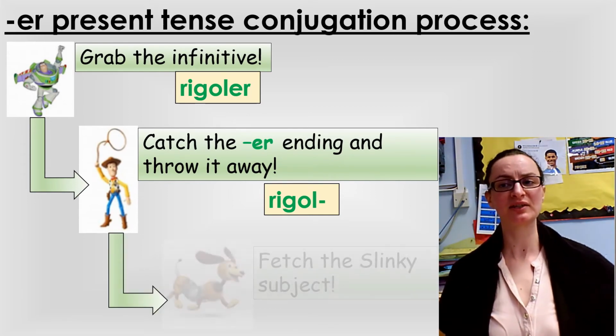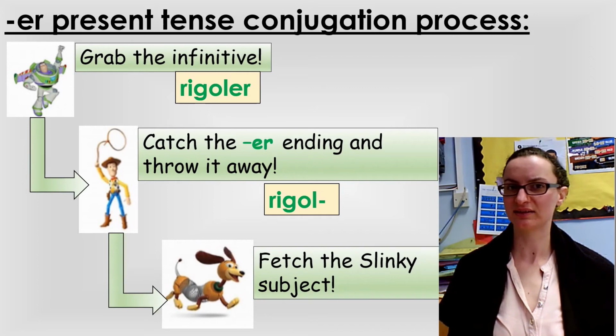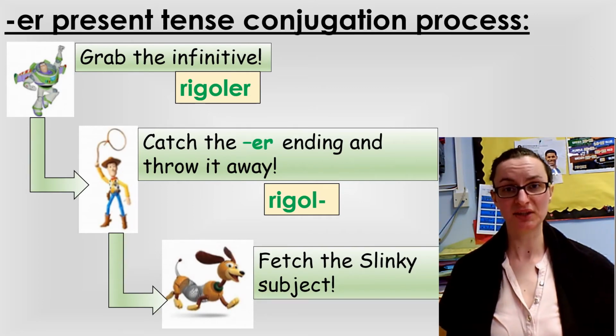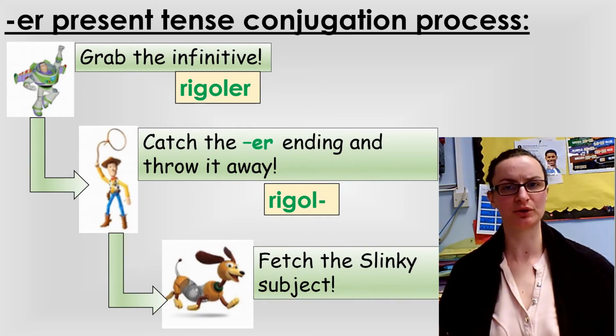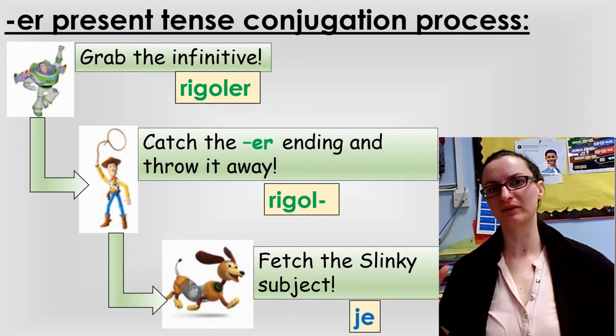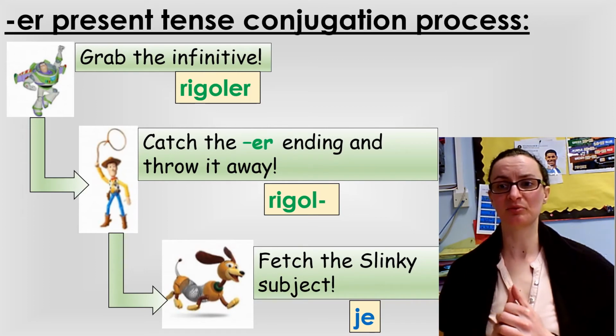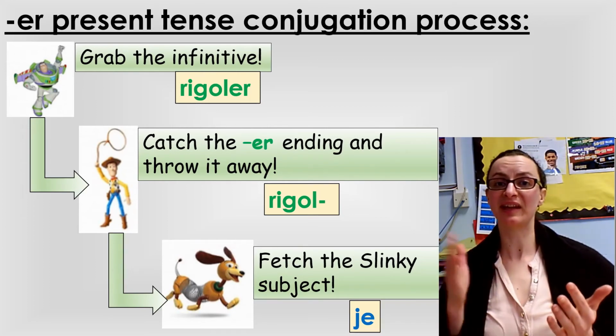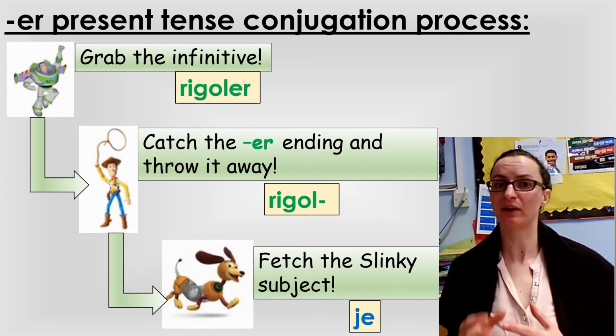After that, I'm going to ask Slinky to fetch the subject. It's Slinky who does that because the subject could be a short pronoun, for example today, je, but it could also be a long noun phrase. You could have as a subject all of your family members named one by one individually, and that would be a long group.